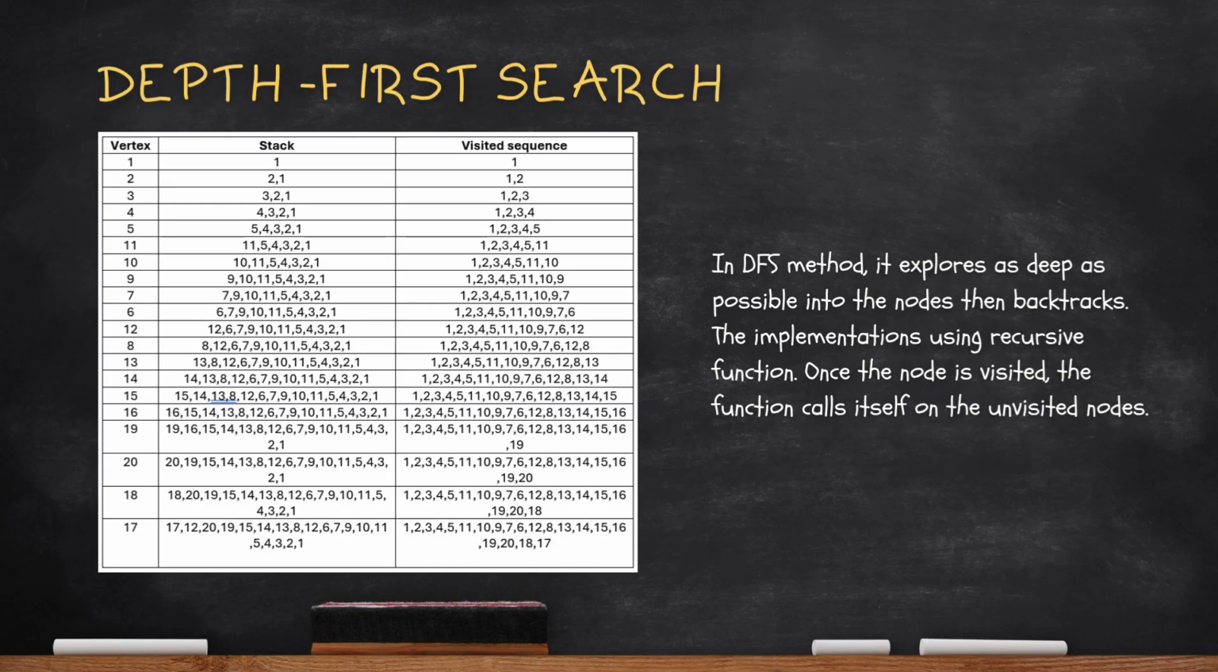In the DFS method, it explores as deep as possible into the nodes and then backtracks. The implementation uses a recursive function. Once a node is visited, the function calls itself on the unvisited nodes.